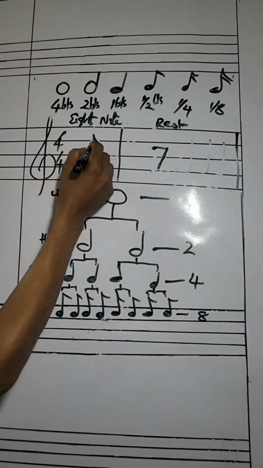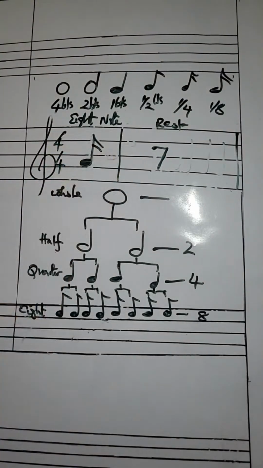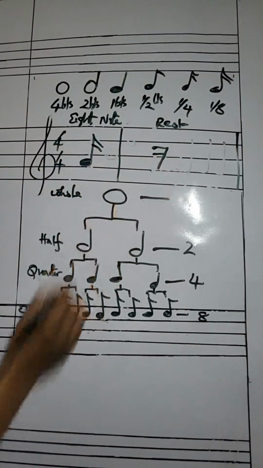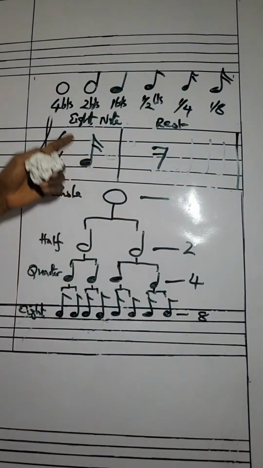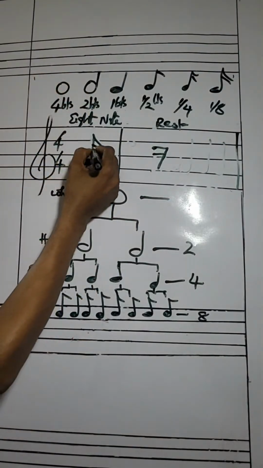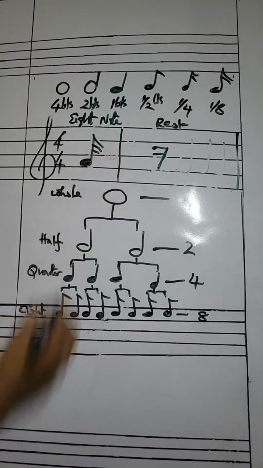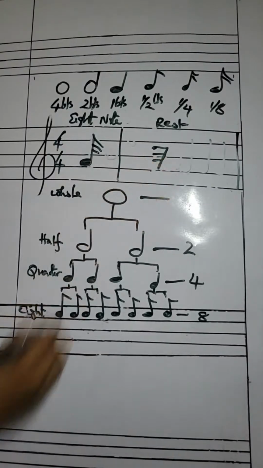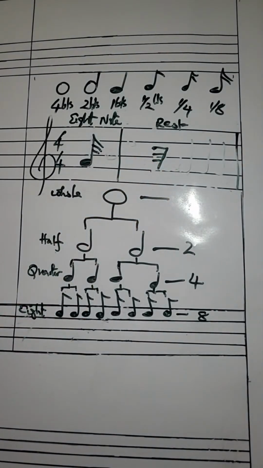Now, your 16th notes would have 2 of these flags. That is for your 16th notes. And your 32nd notes should have 3 flags, right? The rest sign of your 32nd note also has 3 of these. And with that, we are done with the rest sign.